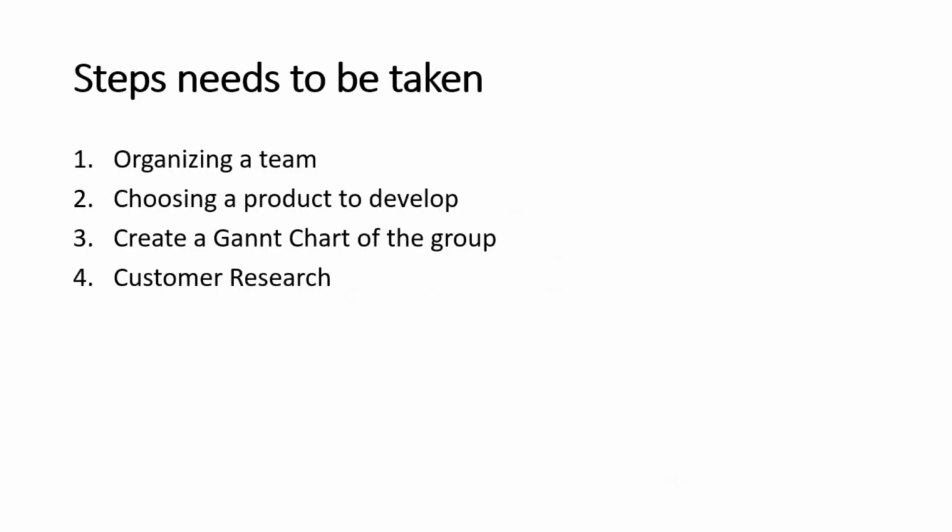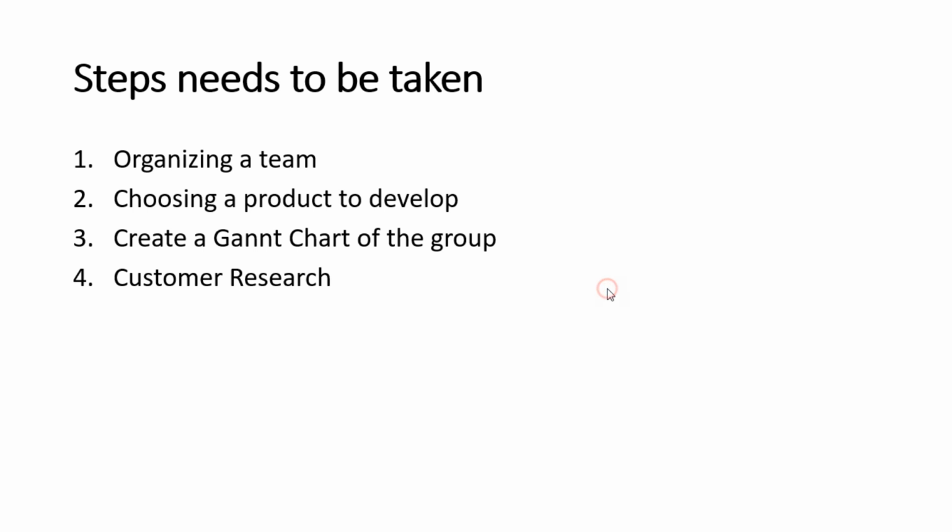Now let's talk about your design project one and what you need to do here. First, you need to organize a team, and you need to choose a product to develop. After you've chosen the product and organized a team, it's the team leader's responsibility to create a really good Gantt chart for the group. So the question is, what is a Gantt chart? Let me show.